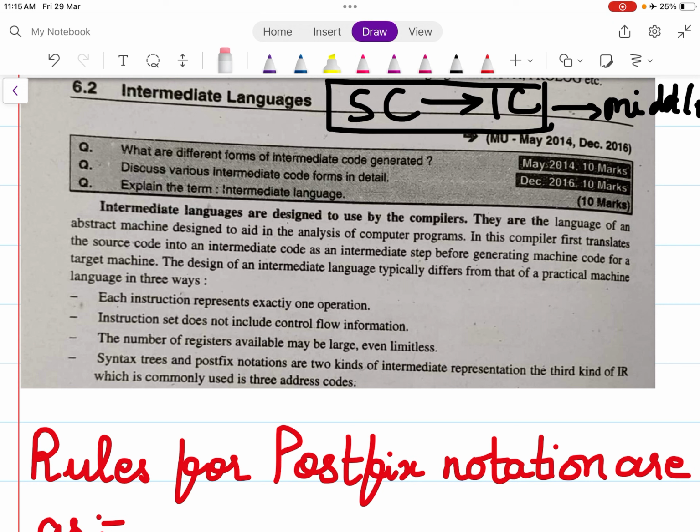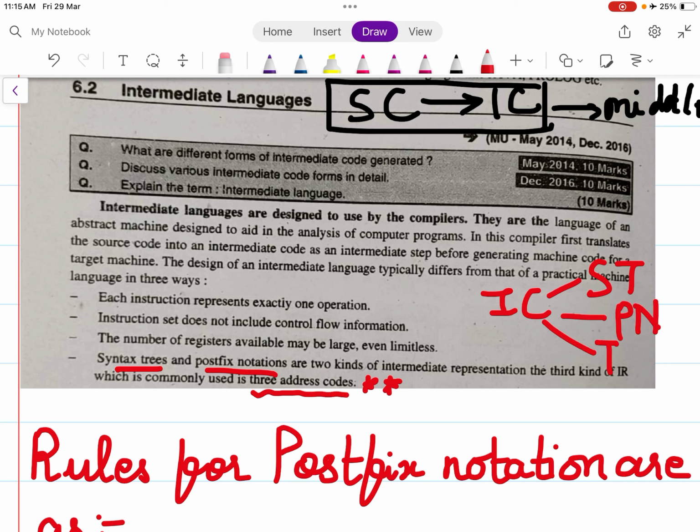And fourth, syntax tree and postfix notation are two kinds of intermediate representation. The third kind of intermediate representation which is commonly used is the 3-address code. So the 3-address code is very important, and also syntax tree and postfix notation. Now, the unique features of an intermediate code are these three things: syntax tree, postfix notation, and 3-address code. So first we'll see the postfix notation.